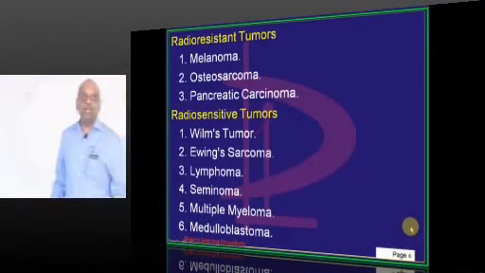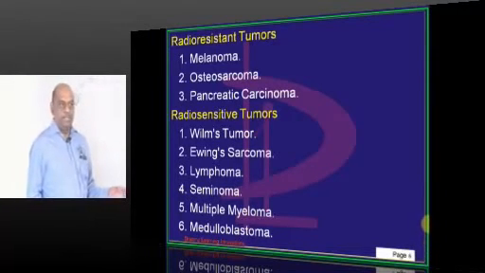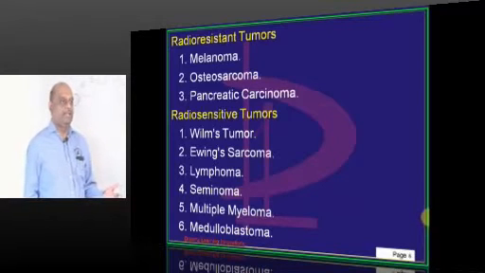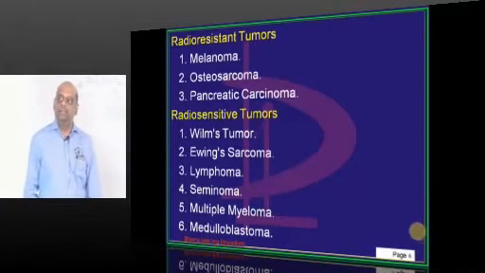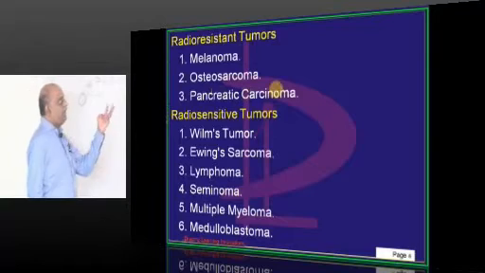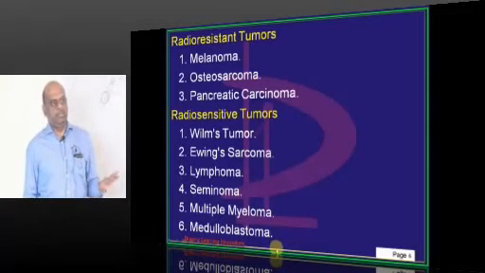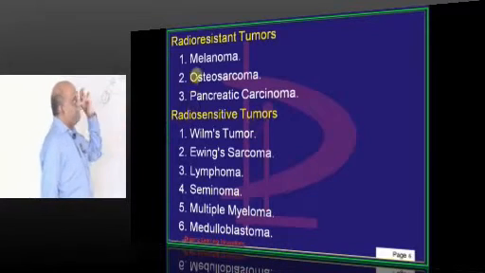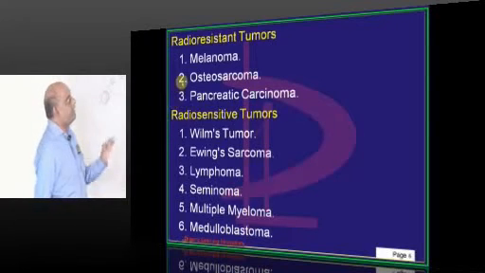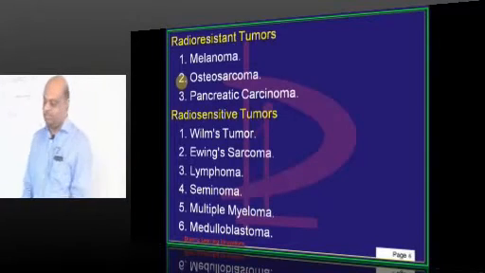Then another favorite question of the examiner is, what are radio-resistant, radio-sensitive, chemo-resistant, chemo-sensitive tumors? This list is something that you have to be very sure about. In orthopaedics, few lists are there. Remember, this is a favorite question, frequently asked in JIPMER, AIIMS and DNB and all exams. Melanoma, osteogenic sarcoma, pancreatic carcinoma, they are called the radio-resistant tumors, is what you have to remember.